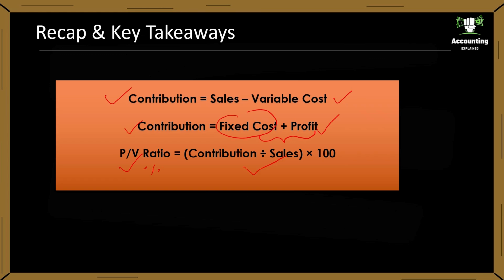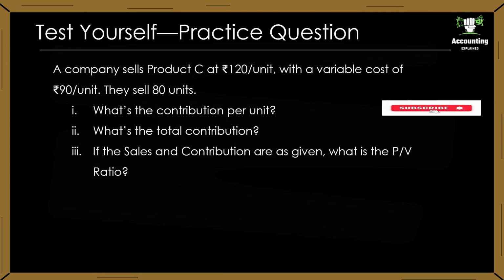Let's see one practice question. A company sells product C at rupees 120 per unit with a variable cost of rupees 90 per unit. They sell 80 units. Find what is the contribution per unit. What is the total contribution? If the sales and contribution are as given, what is the PV ratio? Dear students, try this now. I will reveal the answer soon.